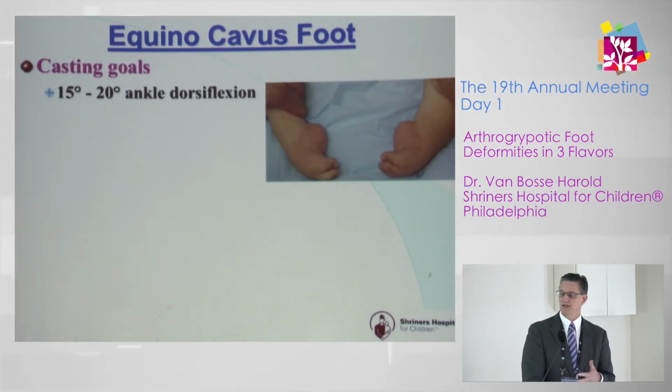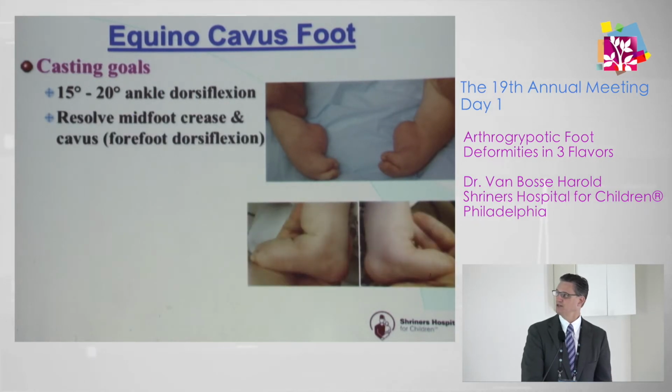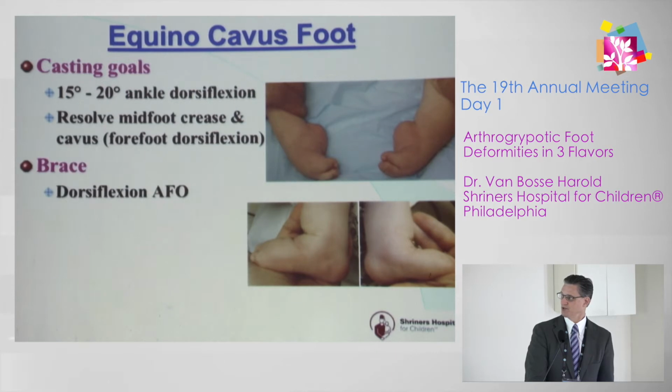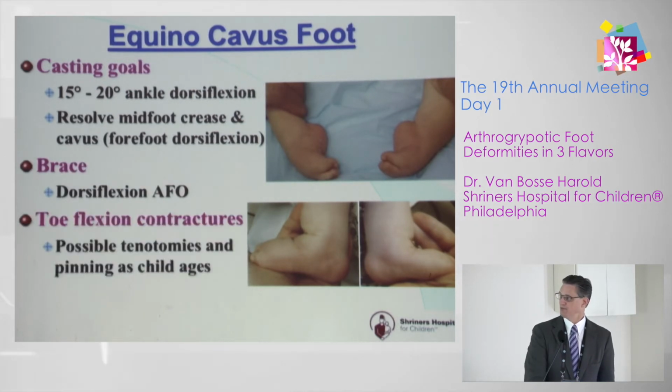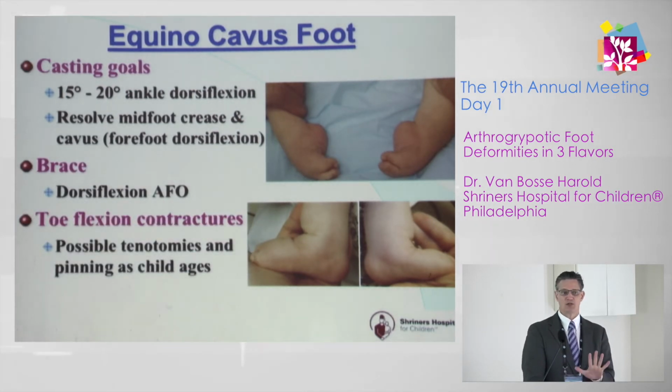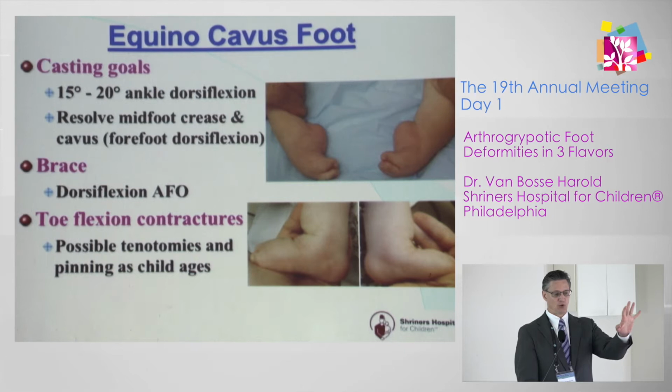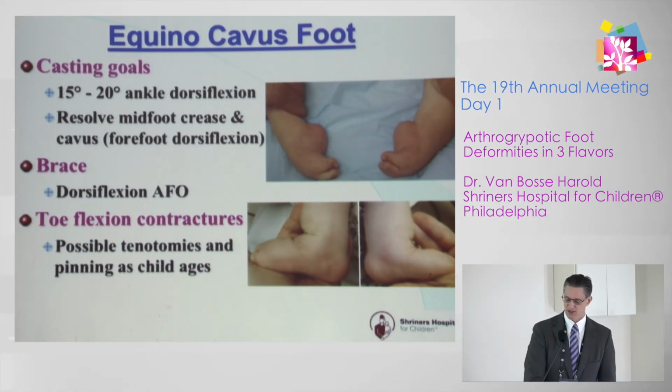So the whole idea of casting is being able to get the foot to dorsiflex and to resolve the cavus, to get the foot nice and flat, like we're seeing here in these pictures. And then we continue to brace them after that. The toes tend to be quite tight, and it's not unusual that once you get the foot corrected, the parents will complain because the toes keep on curling under the foot, and they may need tenotomies in the future.